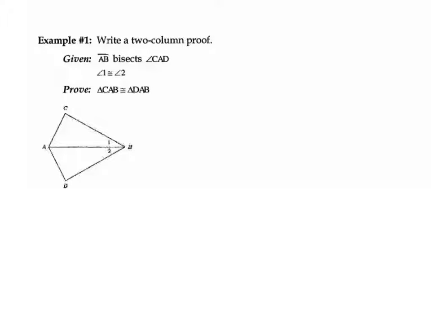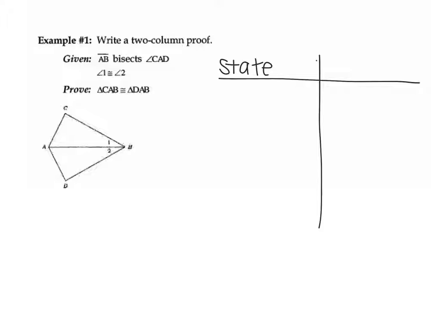So we know that AB bisects our angle CAD and angle 1 is congruent to angle 2. We want to prove triangle CAB is congruent to triangle DAB using either angle-side-angle or angle-angle-side. So let's start by drawing our two columns. The one on the left is for our statements, and the one on the right is for our reasons.